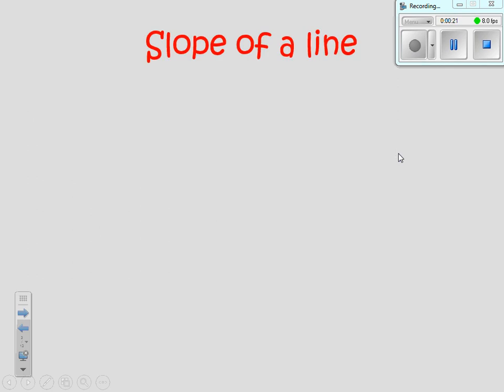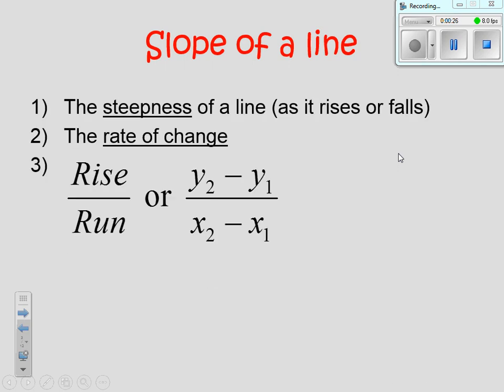So we're going to start off by talking about what the slope of a line is. Slope of a line is also referred to as the steepness of a line as it rises or falls. In chemistry or physics, you may have heard it as the rate of change. In math, most of the time we talk about slope in terms of rise over run: how much the graph is rising up or falling, and then the run is the left and right. We also know that we can use this handy dandy formula, y2 minus y1 over x2 minus x1.